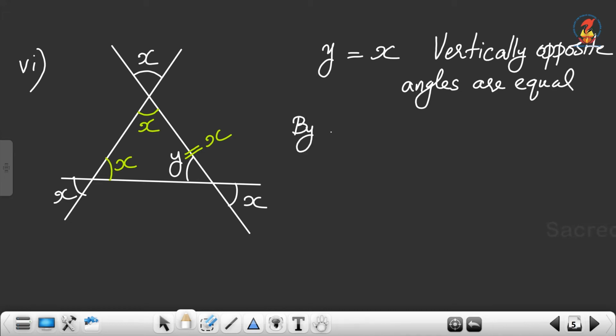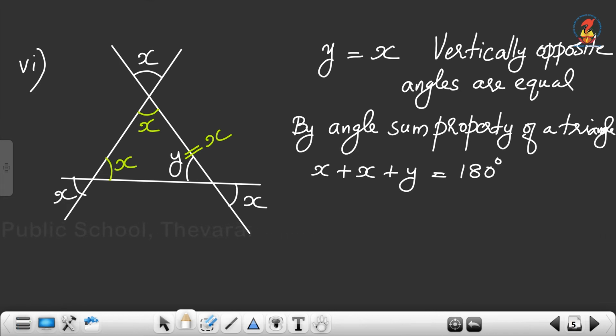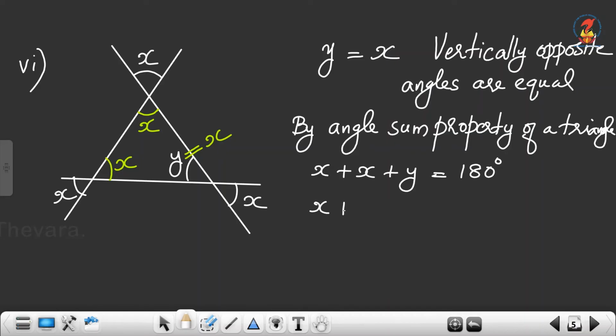Then by angle sum property of a triangle, x plus x plus y equal to 180 degree. The sum of the measures of three interior angles of a triangle is 180 degree. Now, we can write x plus y, and we can replace y by x, equal to 180 degree.